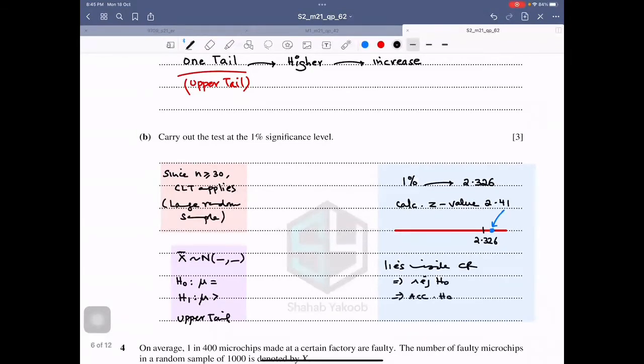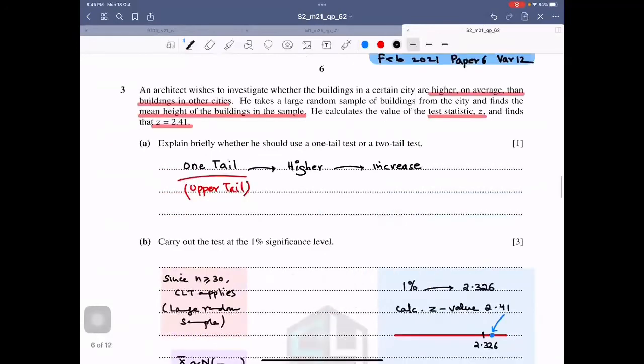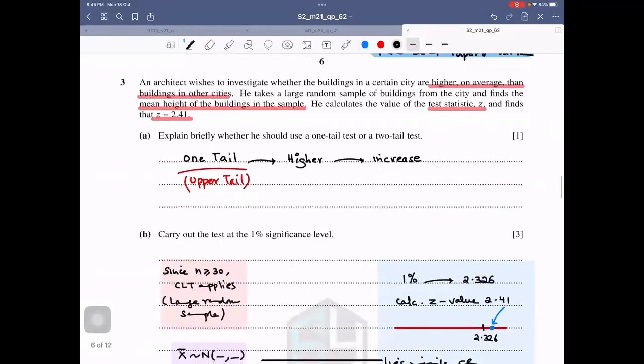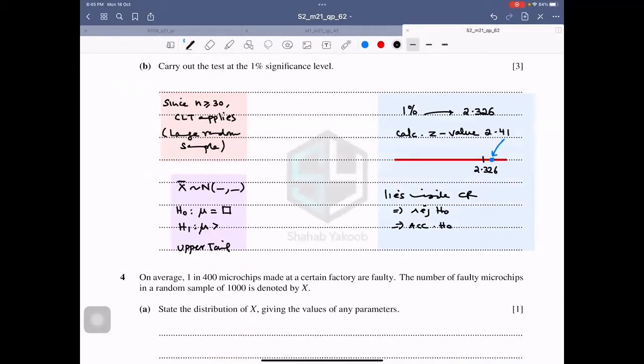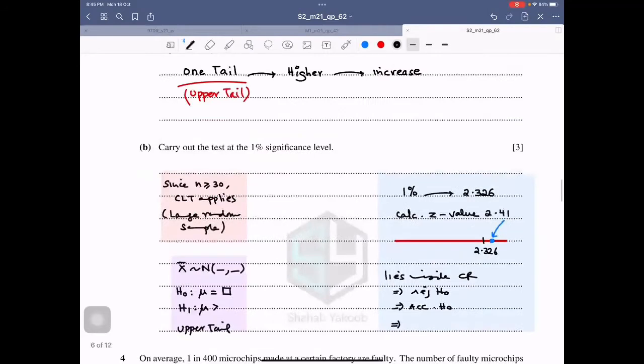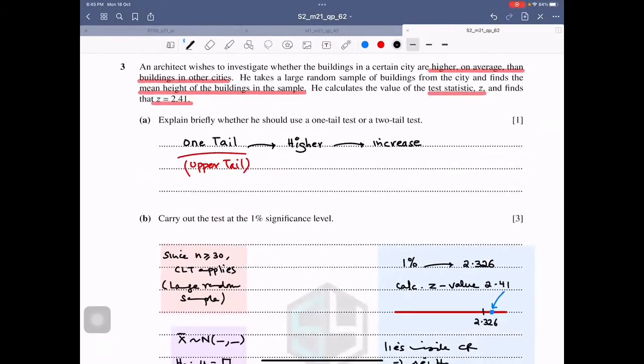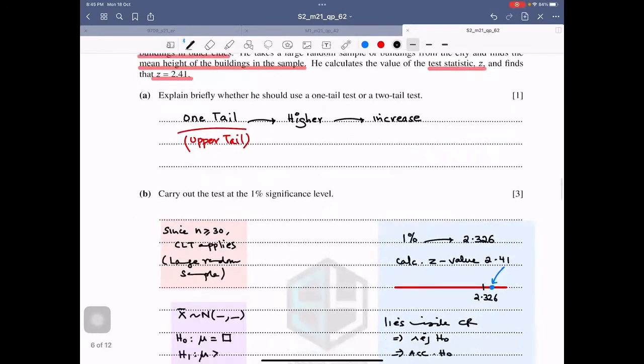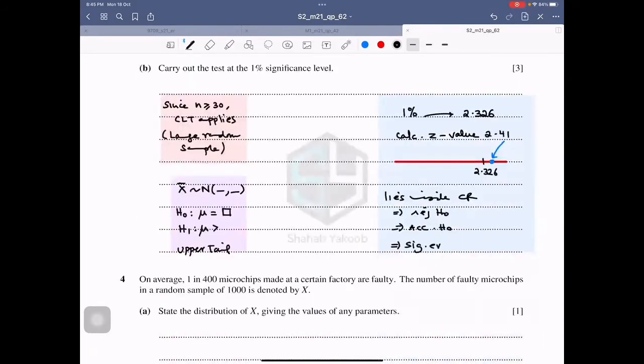And what is the question about? H0 is that the buildings are of a certain height, and H1 is that this is higher than average. Yes, the architect's suspicion is true. And what is the suspicion? In a certain city, the buildings are higher than average. So there is significant evidence that the architect's thought process or suspicion is true, and that the buildings are higher than average.